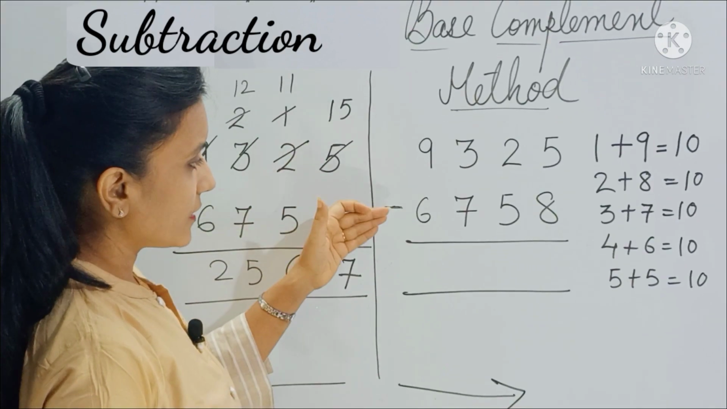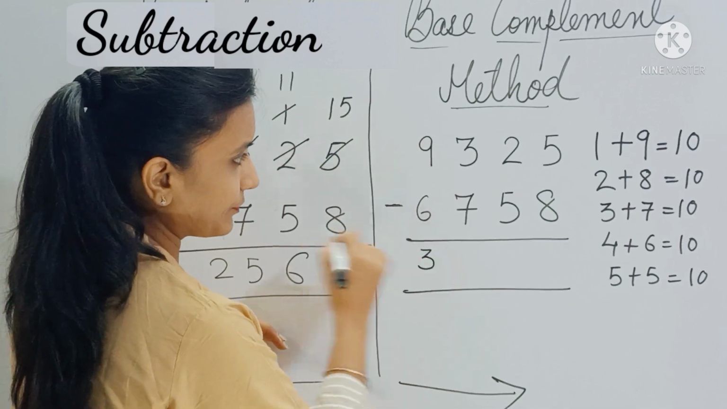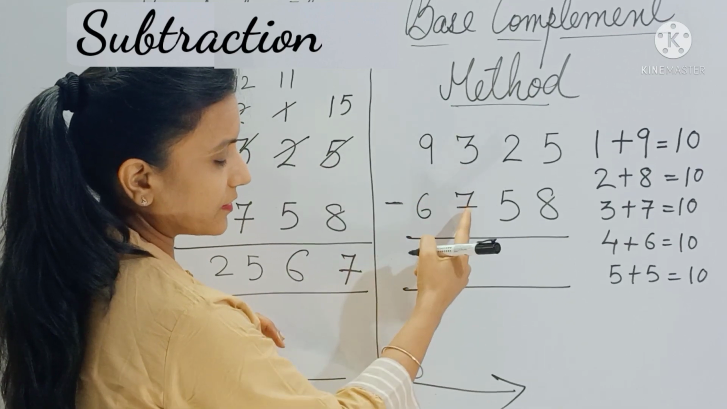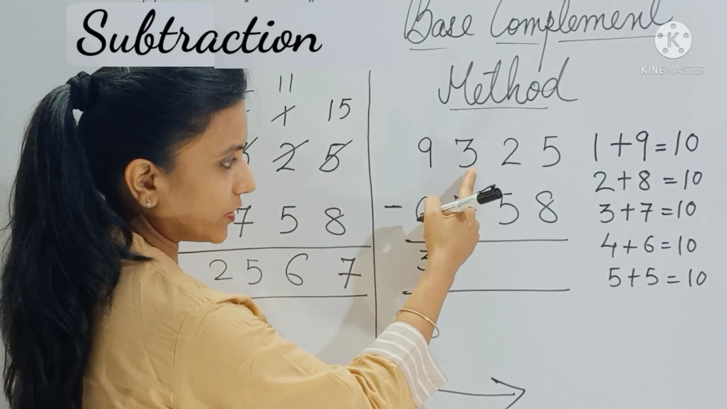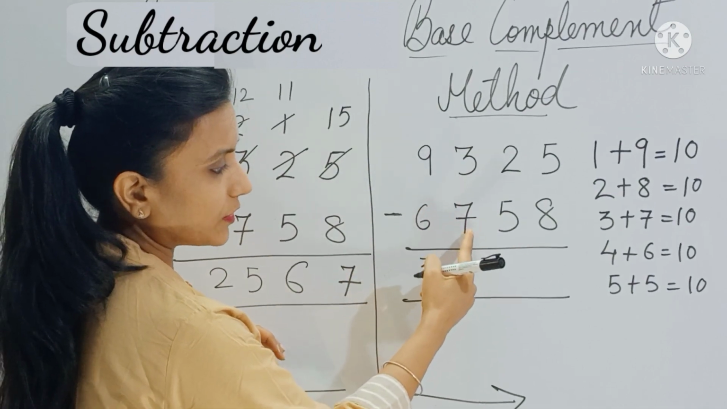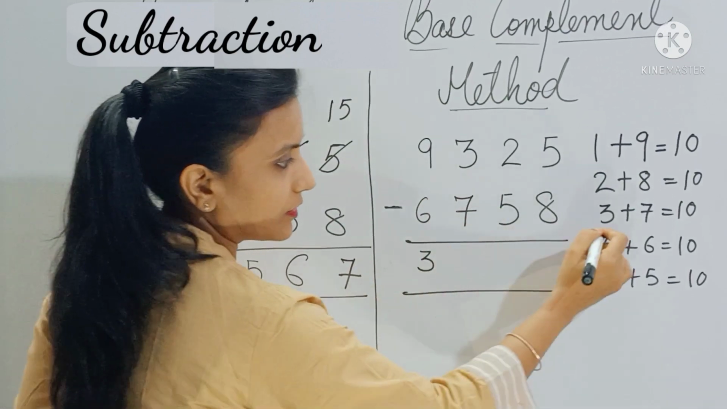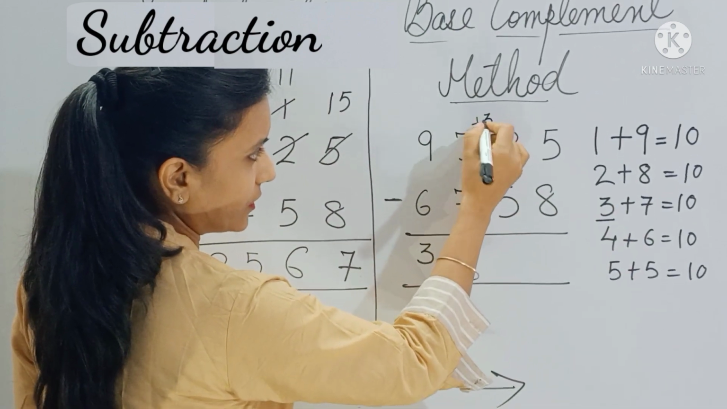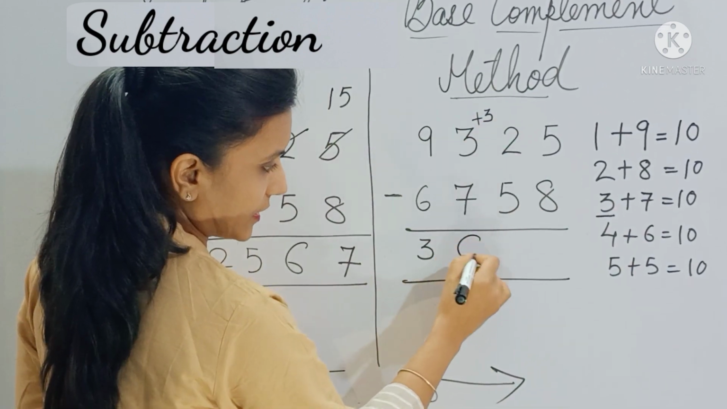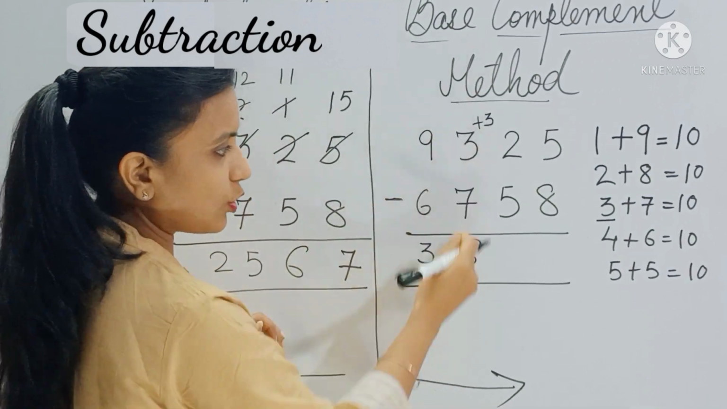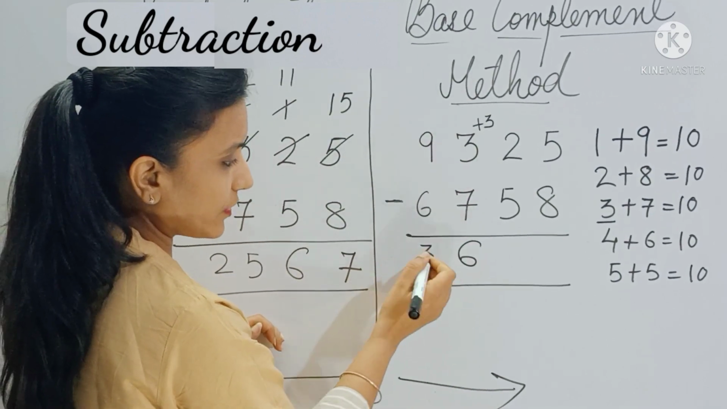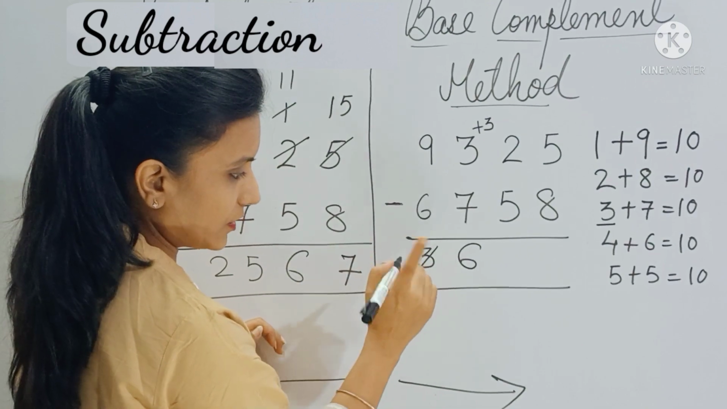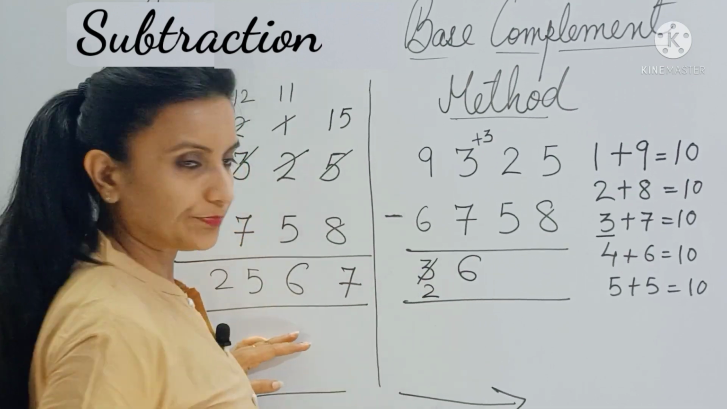So 9 minus 6 is 3. Now here we can't subtract, right? We can't subtract 7 from 3. So think of the complement of 7. It's 3, right? So you have to add 3 here. So 3 plus 3 is 6. Now since you have added the complement here, you have to reduce this number by 1. So you will get 2 here.